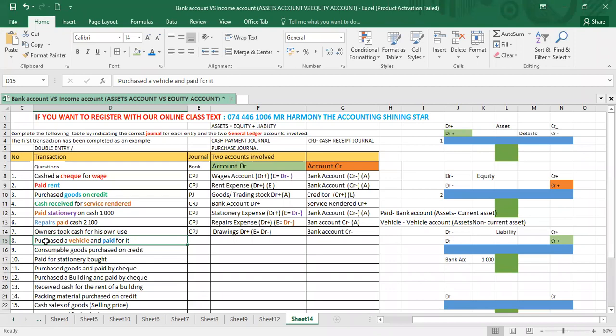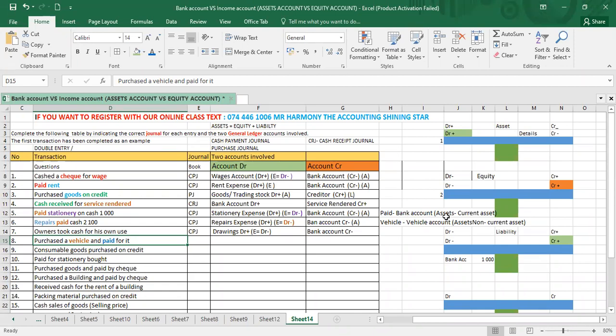Now, when the transaction says purchase the vehicle, let me use simple English. The transaction actually says bought, you buy. You bought a car and paid for it. Can you see? So every time when you buy something, where do you take the money? Obviously, the word paid creates the bank account, because for you to pay for this car, you need to take the money from the bank account of your business.